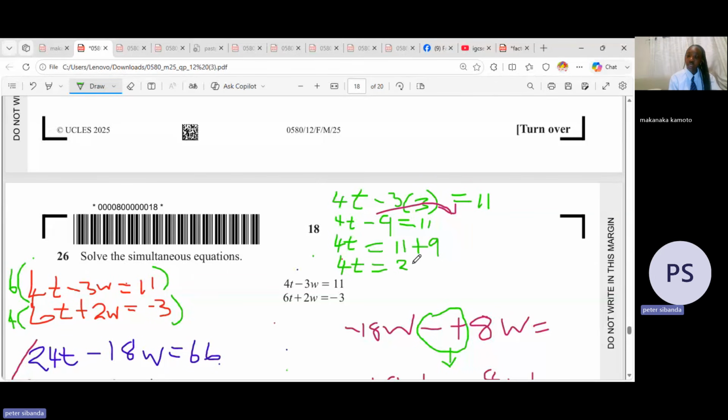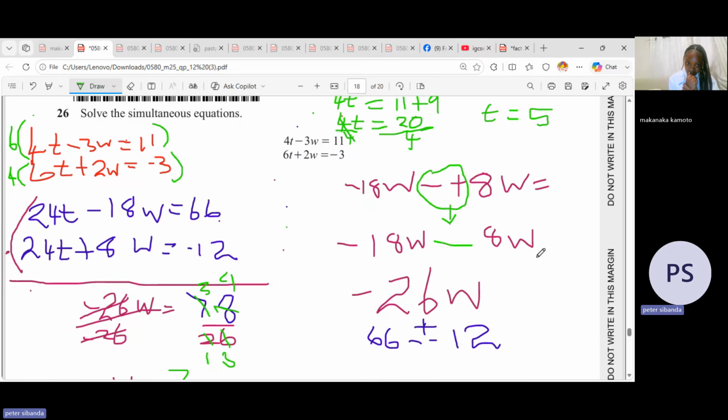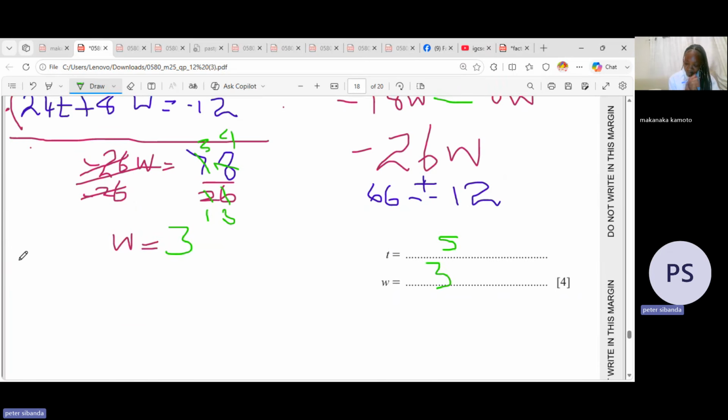So what do we do there? We divide both sides by 4. The 4s cancel so that we can get our T. 4 into 20, how many times? 5. So we have our 5 here. We have answered. We have solved.